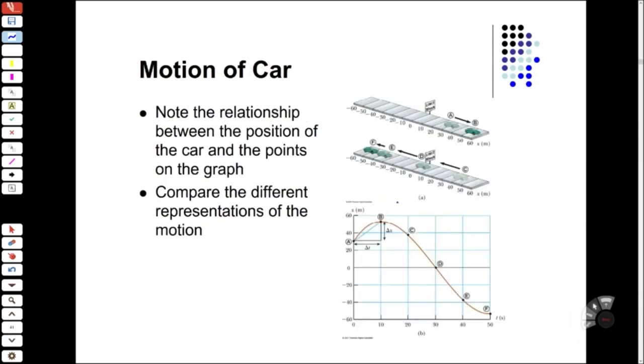We can compare these two. This one is pictorial, and this is graphical. Here you need some reference point. You take this as the position from which you begin to measure the distance or position of the car, and it's moving forward and moving backward, and here it's moving forward and moving backward.